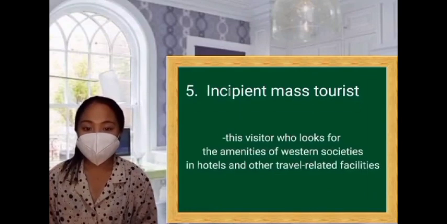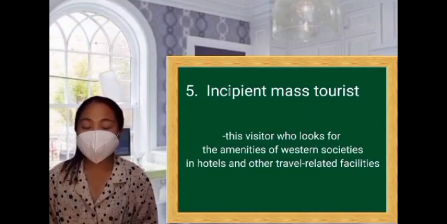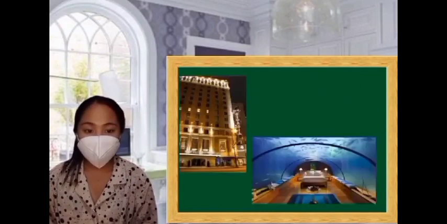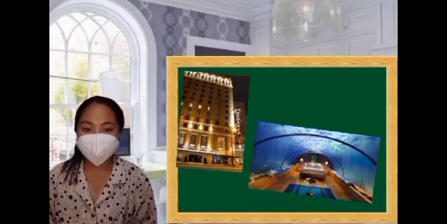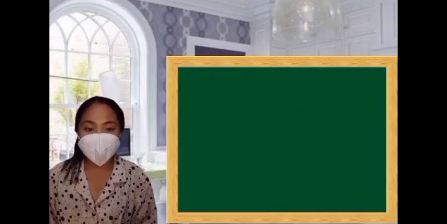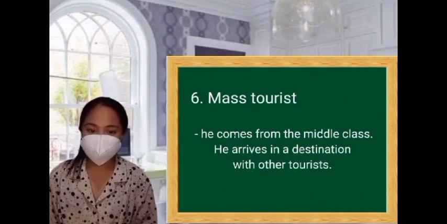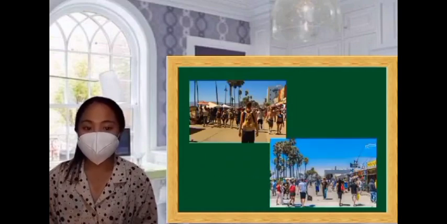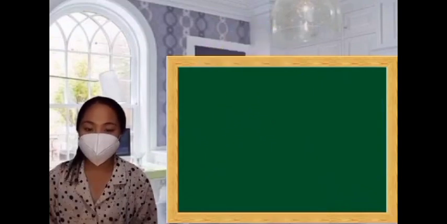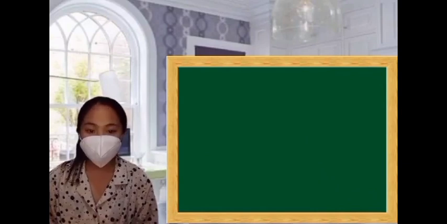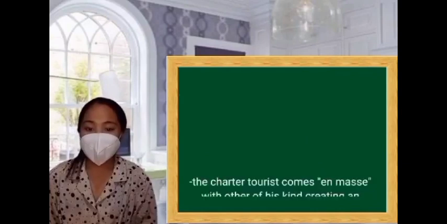Number 5, incipient mass tourist. This visitor looks for the amenities of Western societies and hotels and other travel-related facilities. Number 6, mass tourist. He comes from the middle class. He arrives at a destination with other tourists. There is a diversity of tastes among them, and their attitude is you get what you pay for. Number 7, charter tourist.